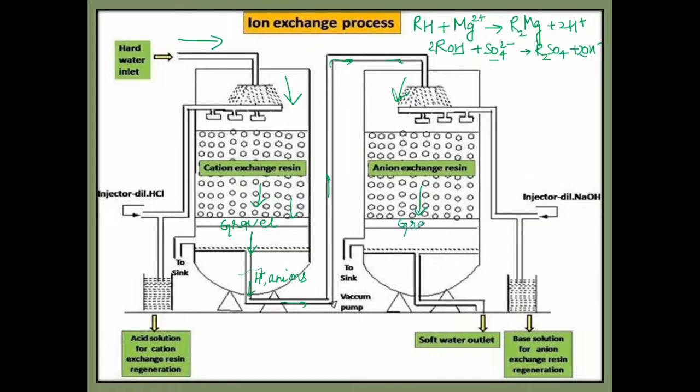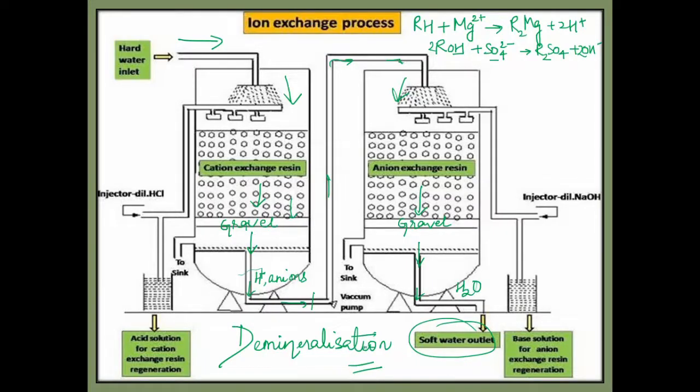Again you have to place a bed of gravel here just to maintain that filtration purpose, and the water comes down. Now tell me which kind of water it is. Obviously soft water. In fact the soft water was here only, but this is extremely pure. You can call it demineralized water because it has only H2O, H+ as cations, OH minus as anions, and that is why you call it a demineralization process also, because you are getting demineralized water at the end.